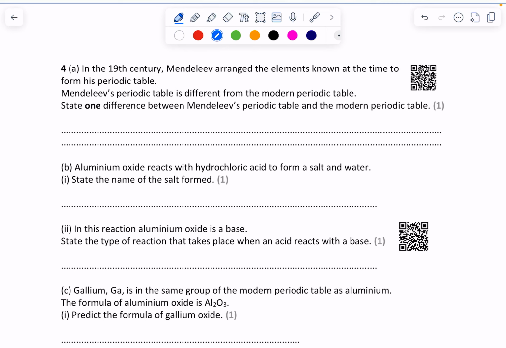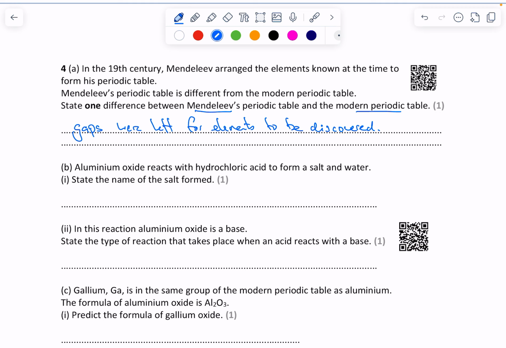So this first question is looking at the history of the periodic table, and it wants us to identify a difference between Mendeleev's and the modern one. I think one of the key differences is that in Mendeleev's periodic table, gaps were left for elements to be discovered. So he made gaps and made predictions for what properties those elements would have.